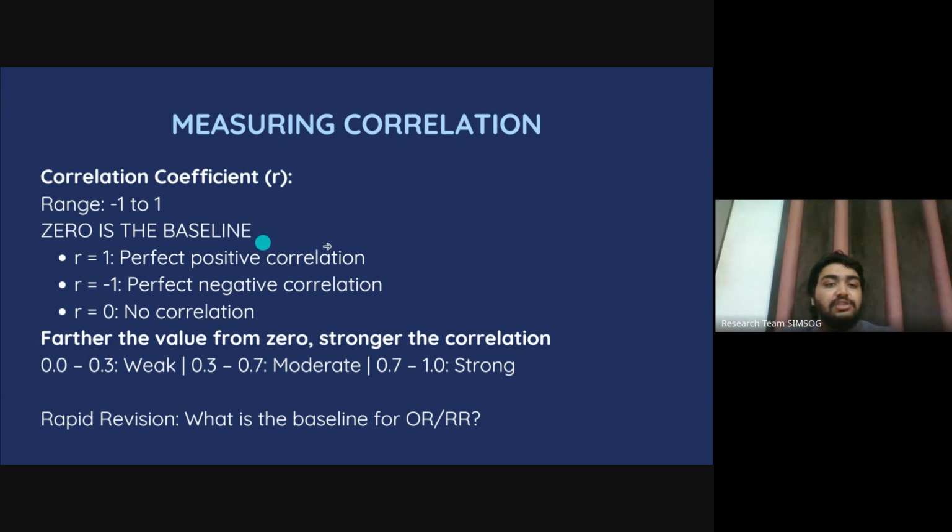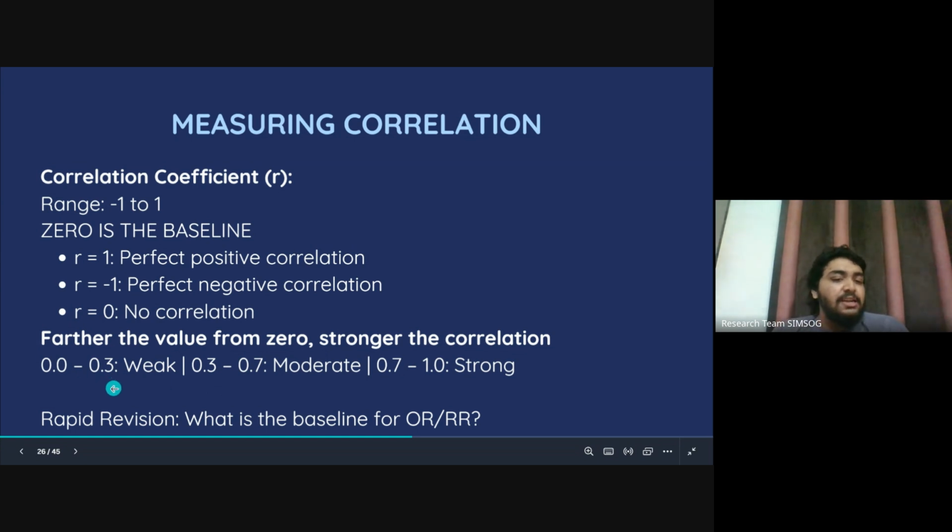Your correlation coefficient will just tell you about the strength, not how much or the prediction. But it will tell you the direction, because plus and minus are there. The farther the value from 0, the stronger the correlation. Again, there are no specific cutoffs per se, but in general up to plus or minus 0.3 you will call it weak, 0.3 to 0.7 is moderate, and 0.7 to 1.0 is a strong correlation.